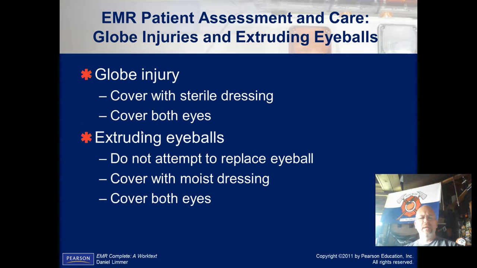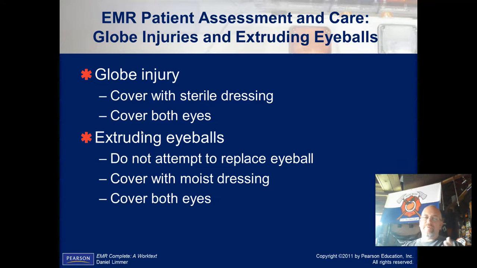Globe injuries: cover with sterile dressings, cover both eyes. Extruded eyeball, the eyeball actually pops out. Do not attempt to replace the eyeball. There's no way you could do it. It needs to be surgically reimplanted. Cover with moist dressing and cover both eyes. Again, we don't want the eyes moving.